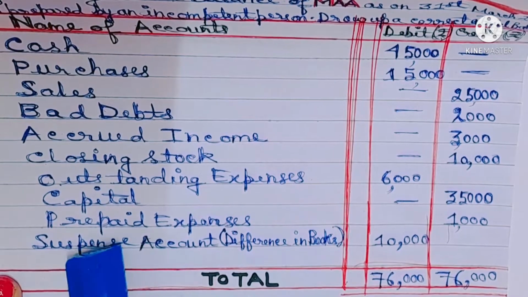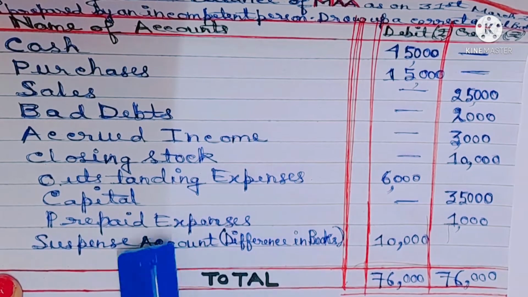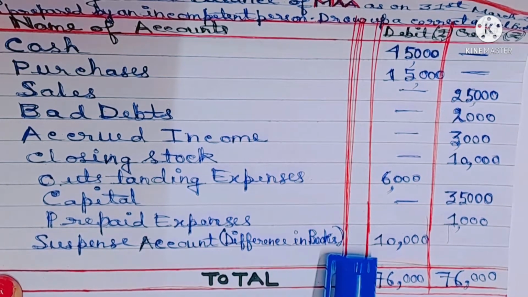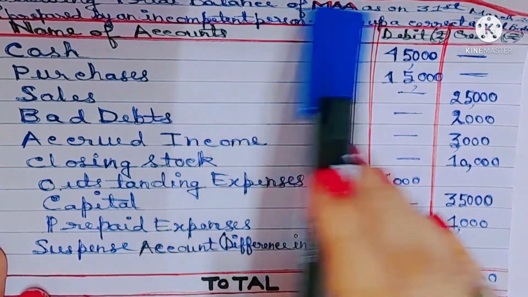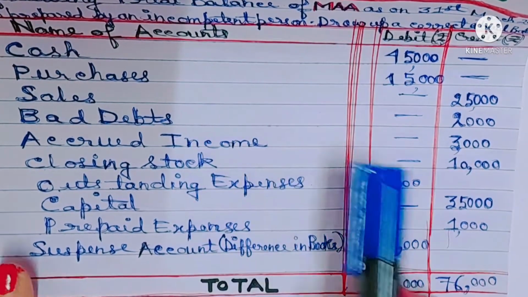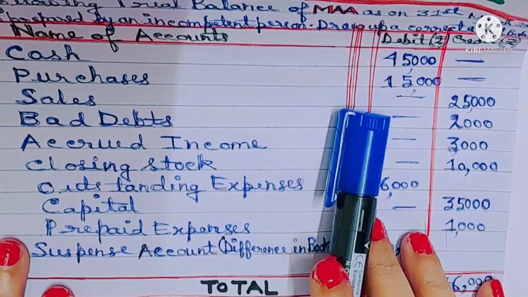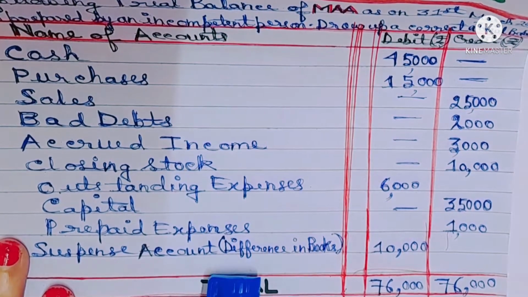First we have to detect the errors. First we will have to go through the problem, detect all the errors, and then rectify the errors, and then we'll see if the suspense account should appear or not.